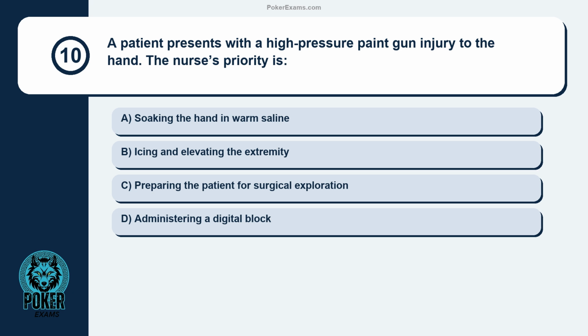Question 10. A patient presents with a high-pressure paint gun injury to the hand. The nurse's priority is: soaking the hand in warm saline, icing and elevating the extremity, preparing the patient for surgical exploration, administering a digital block.